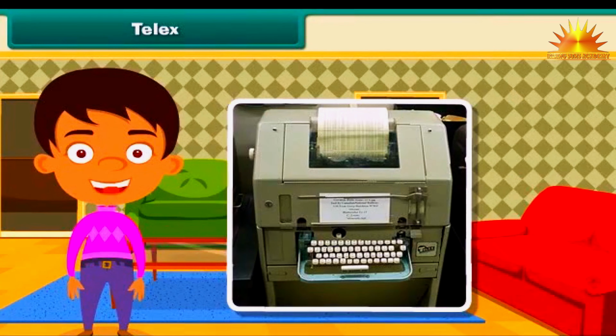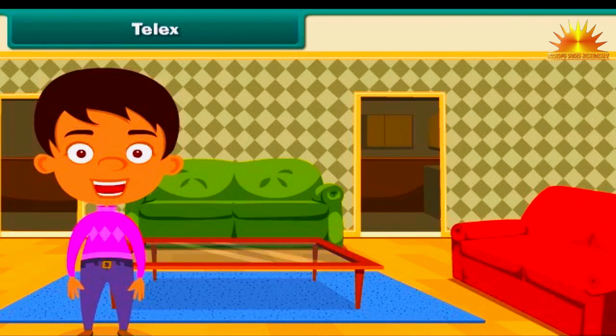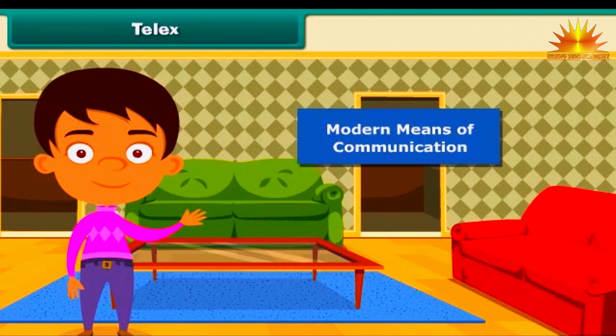Telex is another means of communication which provides a means of printed communication using a teleprinter. Teleprinters are machines that are connected to each other through a cable network. This machine contains a keyboard to type the message. The messages typed at one end get typed on the machine placed at the other end, and the receiver can get that message printed on paper. These are all the common means of communication. Now let us have a look at some modern means of communication.